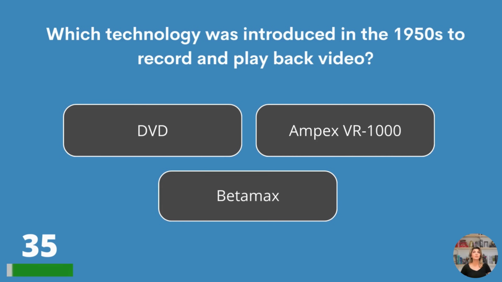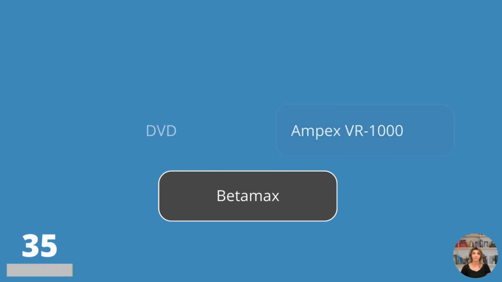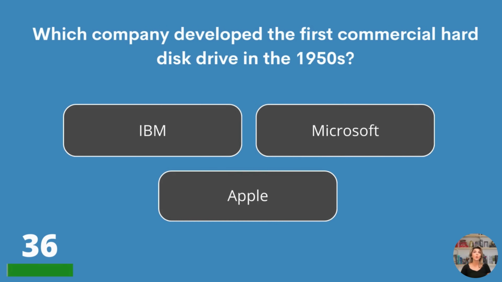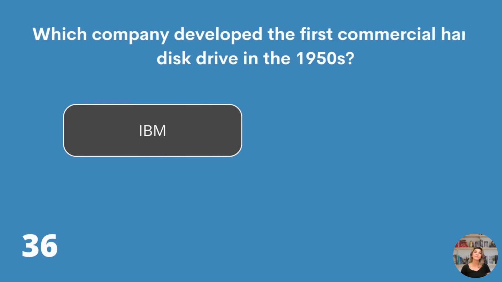Which technology was introduced in the 1950s to record and play back video? DVD, Ampex VR1000, or the Betamax? Ampex VR1000. Which company developed the first commercial hard disk drive in the 1950s? IBM, Microsoft, or Apple? IBM.